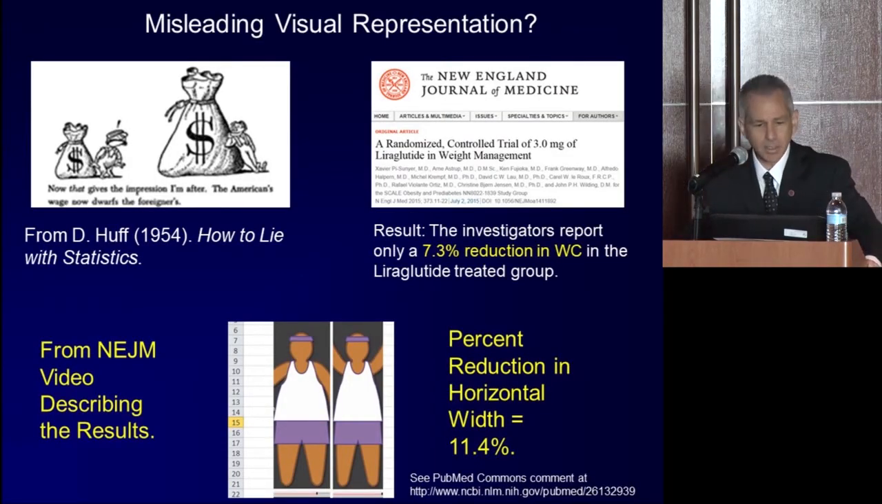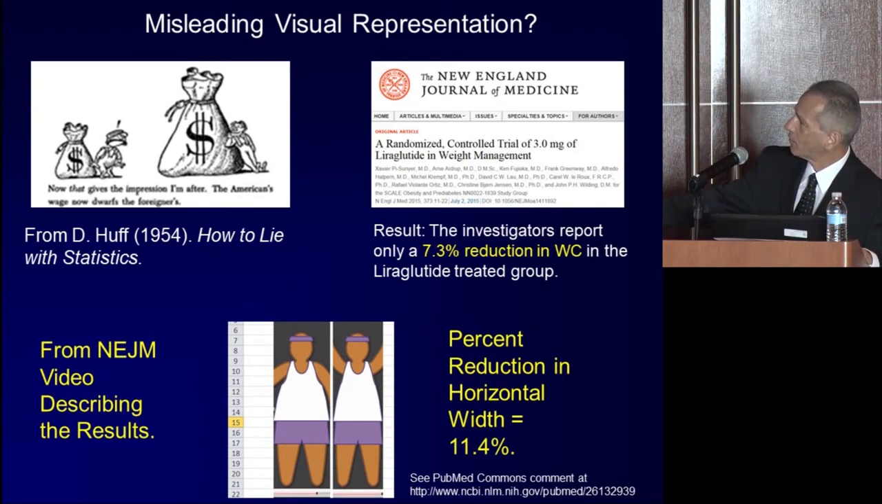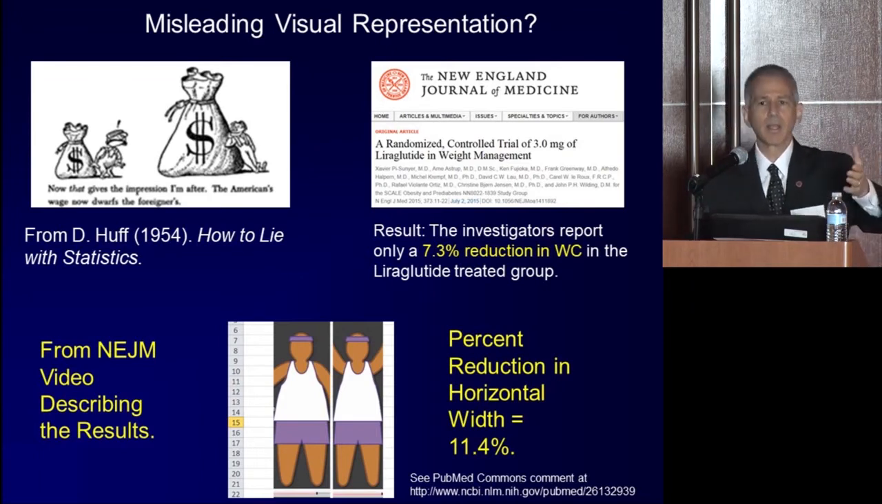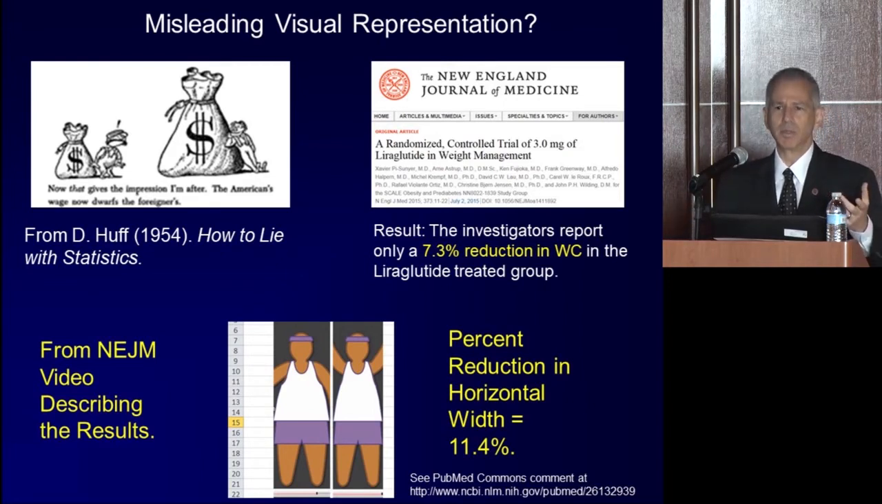Misleading visual representations happen a lot. This is from an old book by Darrell Huff, published in the 1950s, called How to Lie with Statistics. It's a fun book. You can read it on a plane in about a half hour. It talks about different visual representations. Here, if you want to explain that under this policy, money is greater than under that policy, and you make this bag 3 times higher than that bag because it results in 3 times more money, you have to take into account that it's a 3-dimensional object. That really means that the volume of that bag is 3 cubed times greater. And you're perhaps being misleading by making the height 3 times greater.